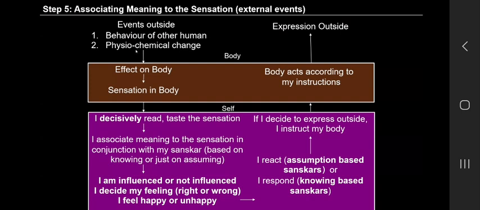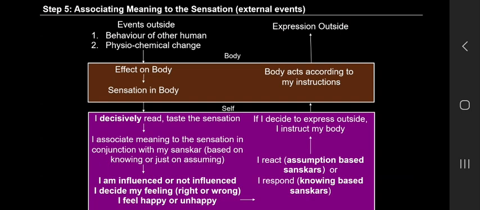So let's take the example of an interaction between two people. One is me, another is an outsider. There is a behavior, an interaction between me and the other person. He is saying something. Due to that, physiochemical changes are happening and it impacts my body. Suppose a person is speaking abusive language. That language is not hurting me. His sound is not hurting me.